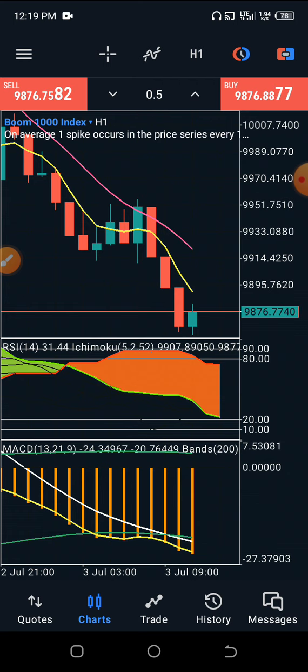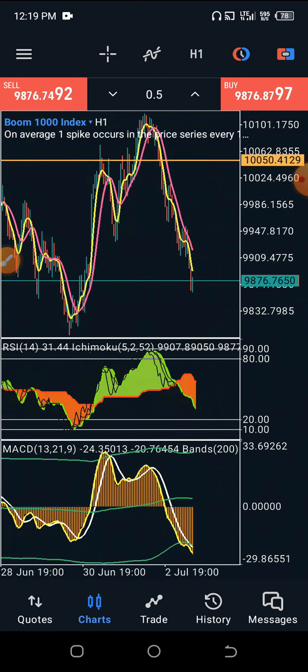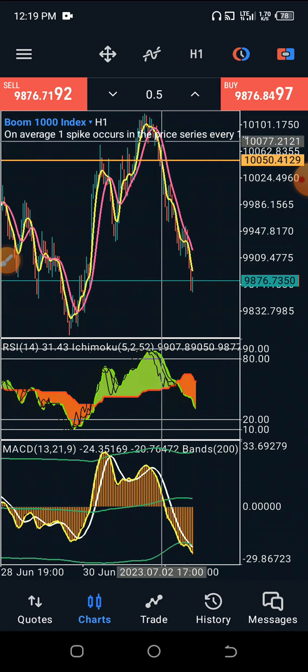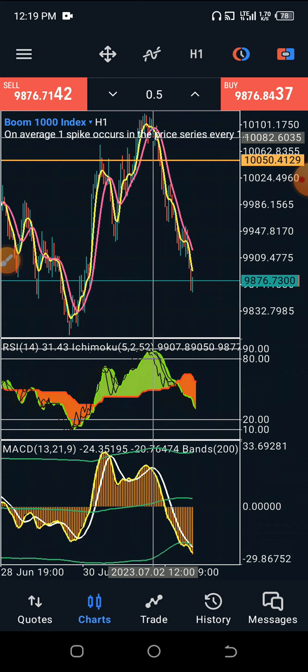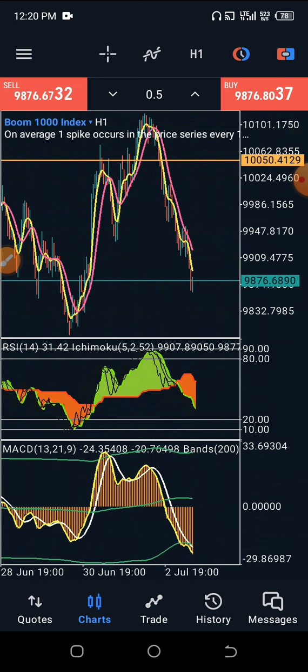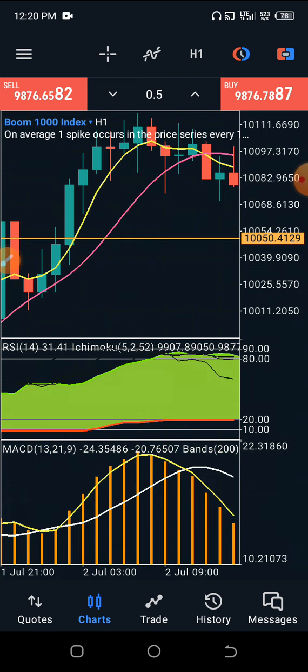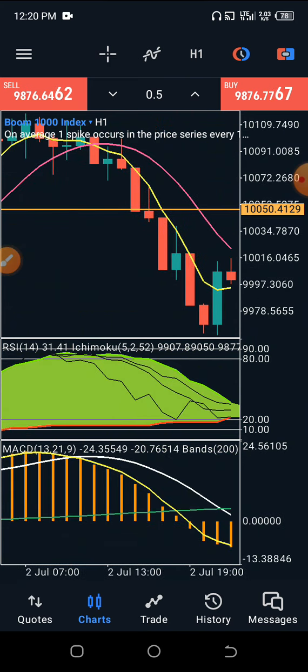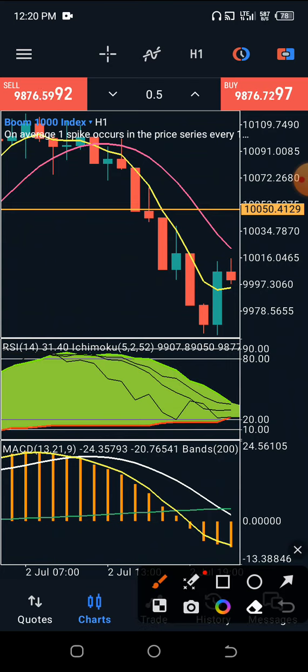This is Boom 1000. And how do I trade this? Let me use this. You have this line, the pink line and the yellow line. They will cross together. Now look at how to be safe and trade with more accuracy and make more profit. I need you to understand something. This candle needs to close.